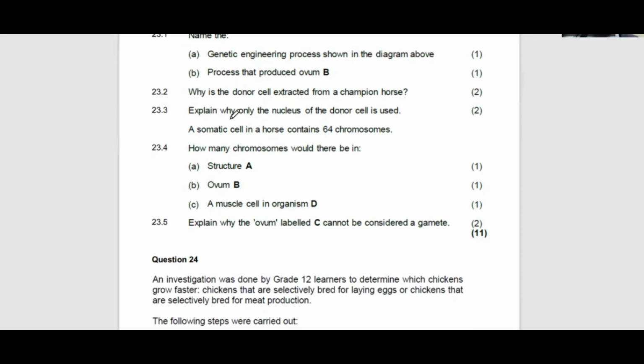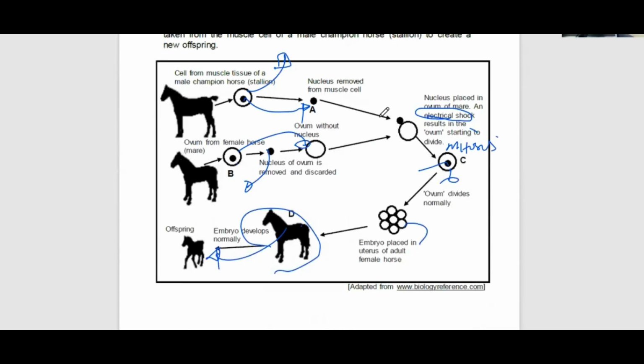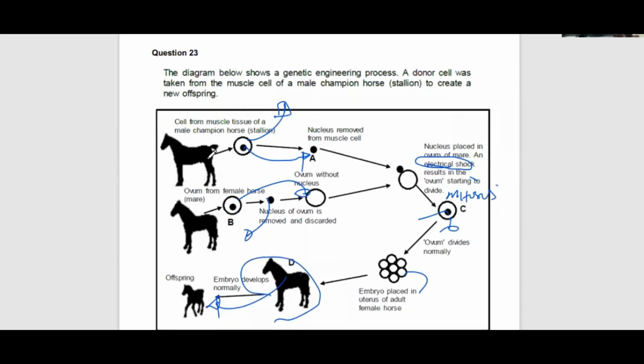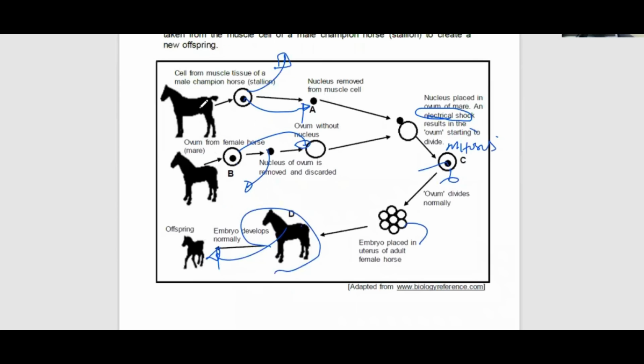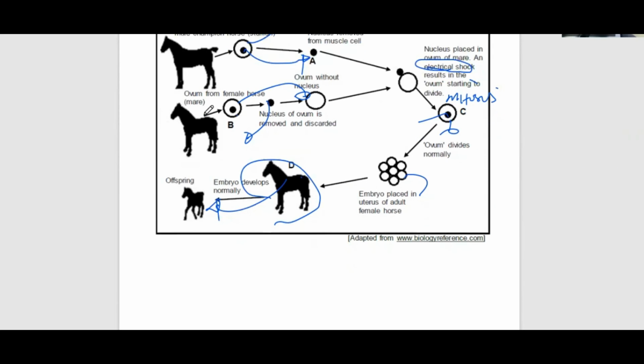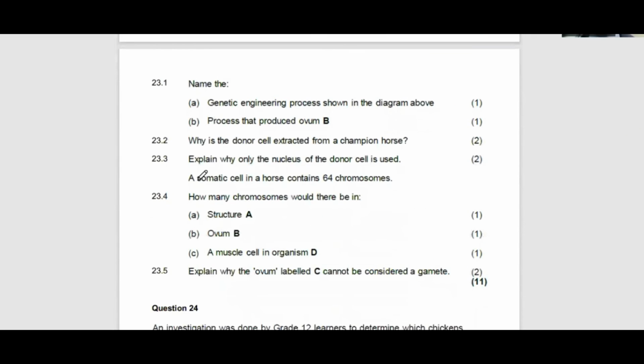The next question is: explain why only the nucleus of the donor cell is used. Why do we use the nucleus of the donor cell? The donor cell is the one you got from the champion horse. So they're asking you a question here: explain why the nucleus of the donor cell is used.